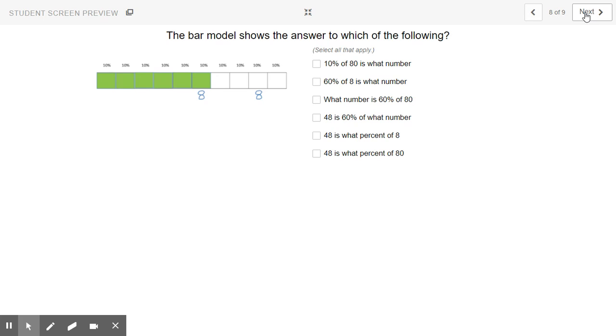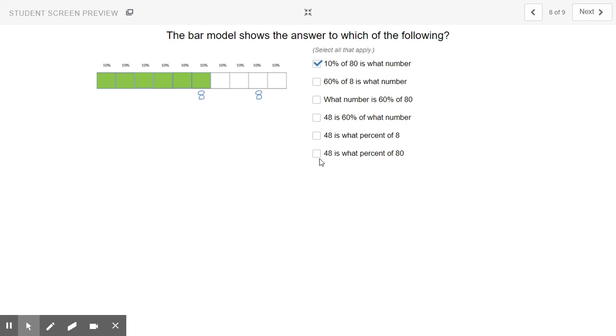The bar model shows the answer to which of the following? 10% of 80. Now, is it out of 80? If each one is equal to 8, then yes, it is out of 80. Is it showing 10%? The answer is no. Because remember, it does have 10%, but look at what it's modeling. There are 6 green boxes, and all 6 green boxes do not equal 10%. Is it showing 60%? Yes.